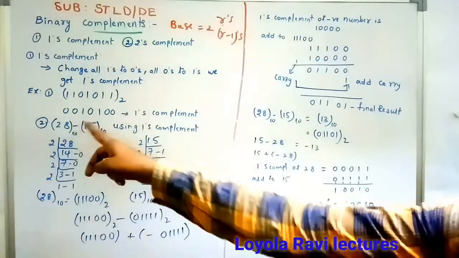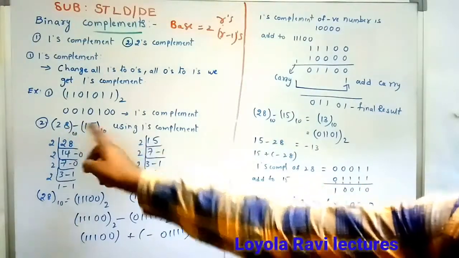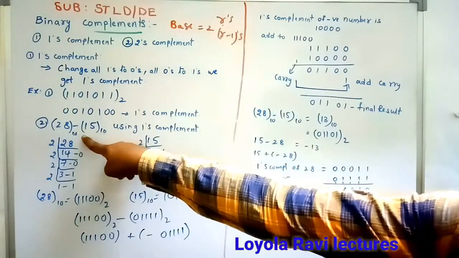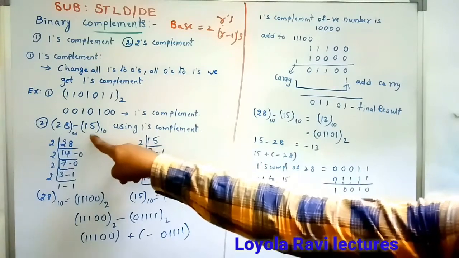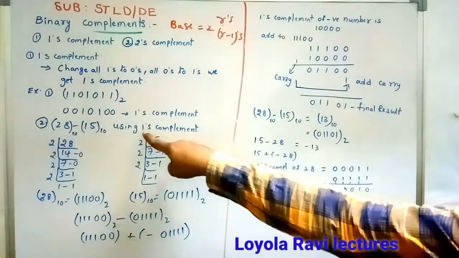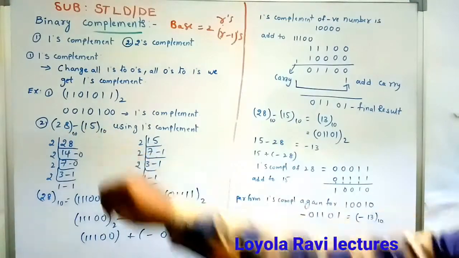Then, 28 minus 15 using 1's complement. Here the given numbers are decimal numbers, 28 and 15, base 10 and base 10. Base 10 means decimal number. Using 1's complement, the complement method is binary, so I am going to convert these decimal numbers into binary numbers.